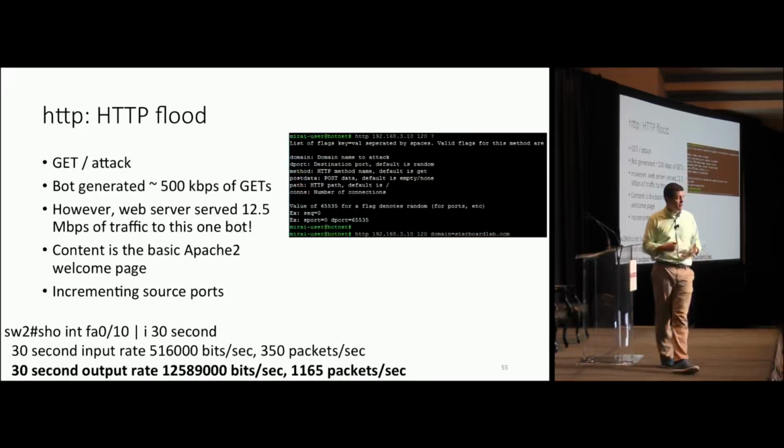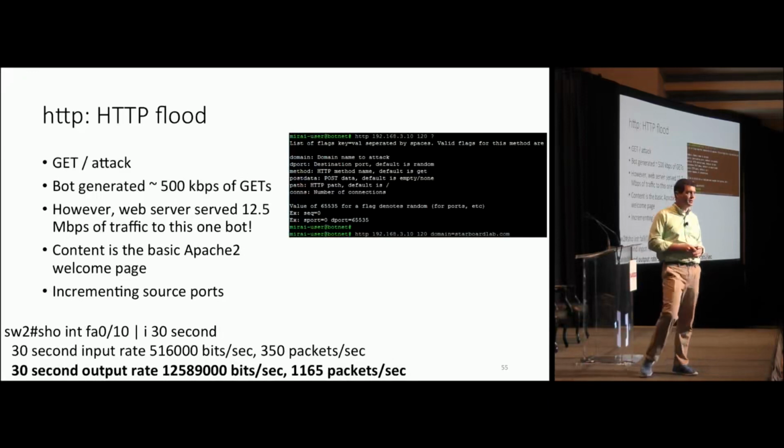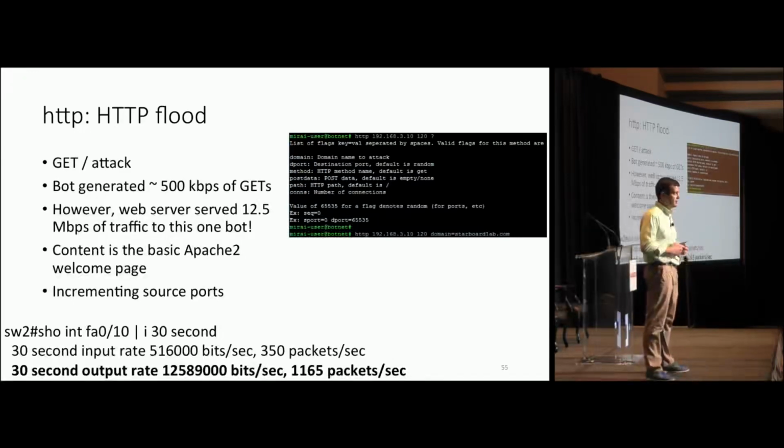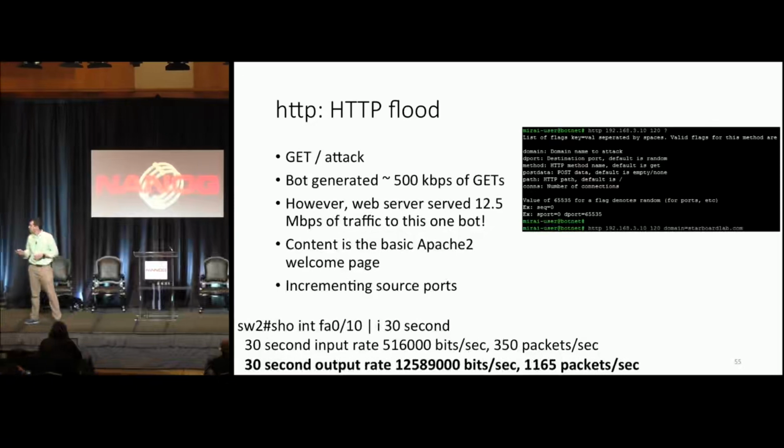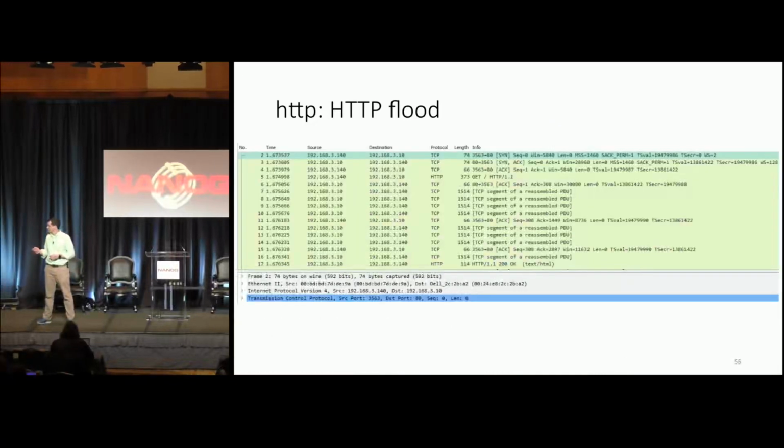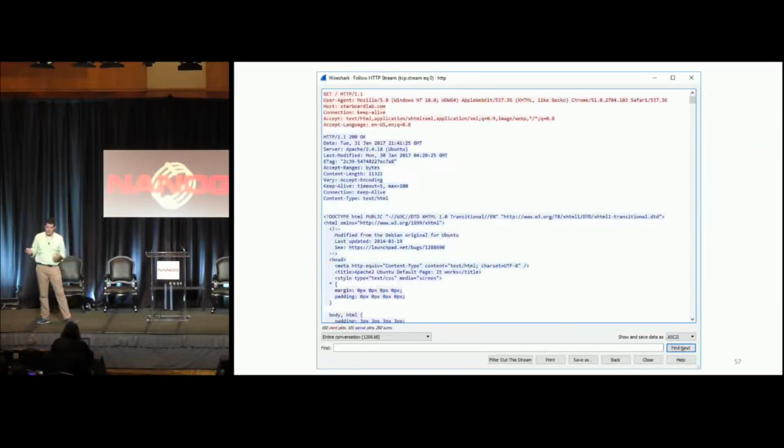The content that I was serving here to get this 12 meg was just the basic It Works page in Apache, right? So it's a pretty big thing. It could be a pretty big attack for the host that it's attacking. Just some of the things that you'll see are incrementing source ports, which makes sense because I'm doing continual GETs.